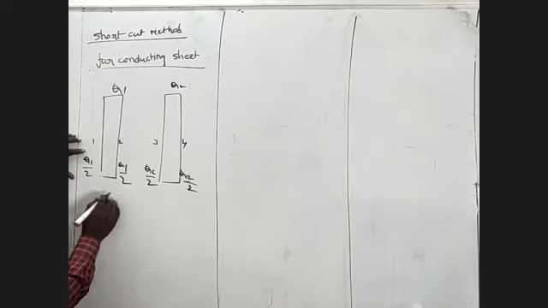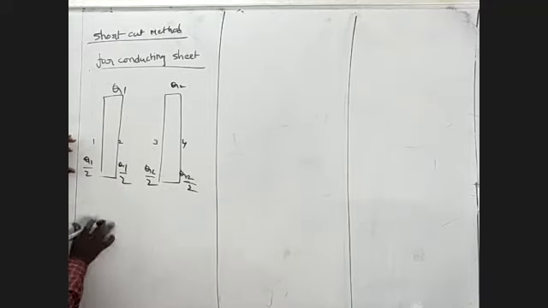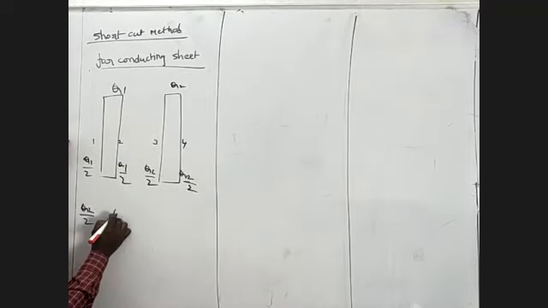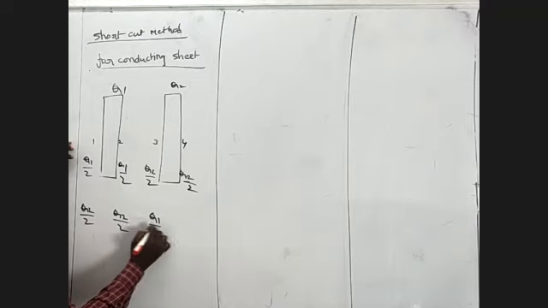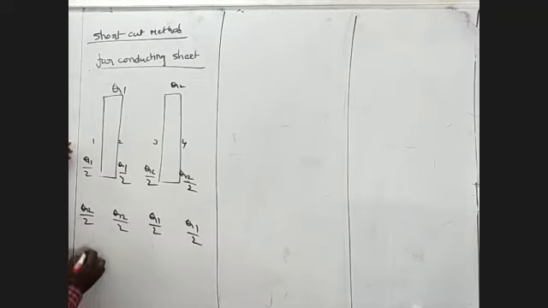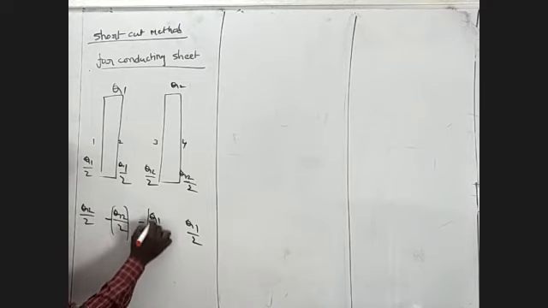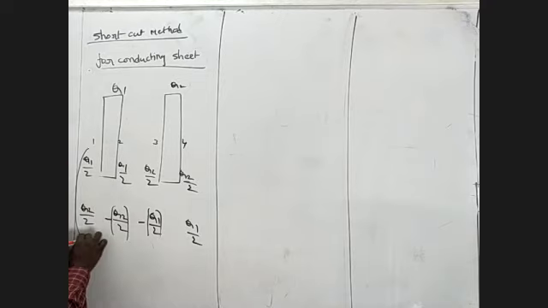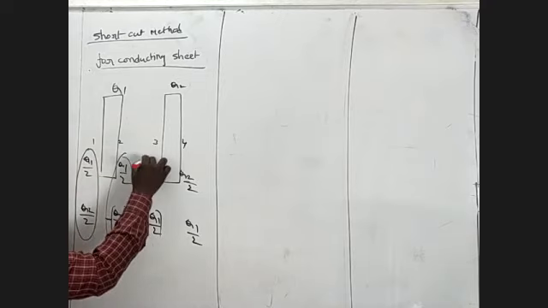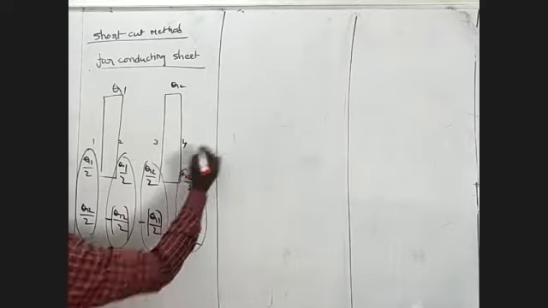Take Q2 by 2 and Q1 by 2 on each side. Now, keep in your mind this is a minus, and this is also a minus. Next, you add this average. You take the average at this place.